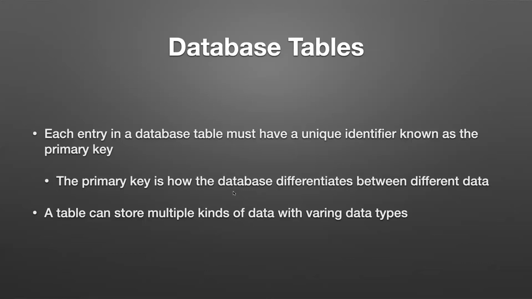It can also be like a ticket number. If you have a plane ticket or a movie ticket, they have an individual number. With that data stored in the database, that would be its primary key, because again, they're never the same, so it's always different. So the database always knows something is different. A table can have multiple kinds of data with varying data types.